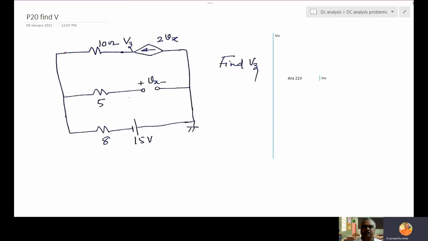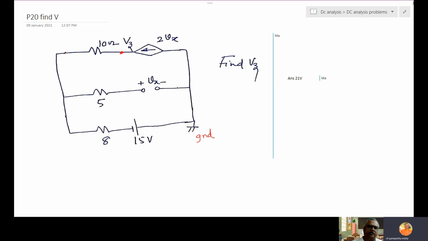So in this, find Vz. Vz is the voltage at this point. So here ground is given. And 2Vx is a voltage dependent DC current source, and it's basically a current source.